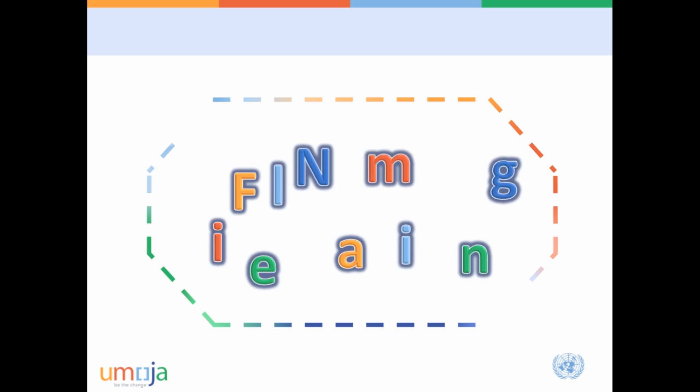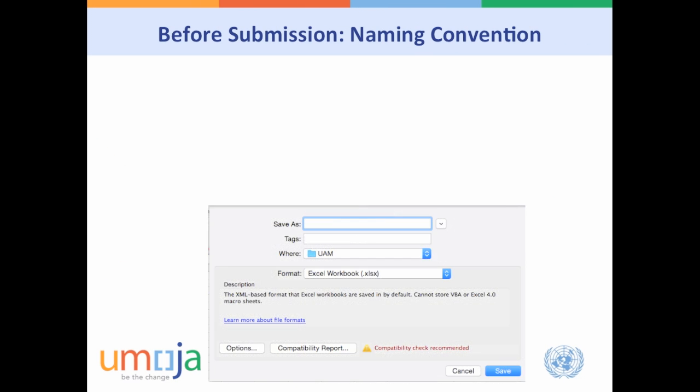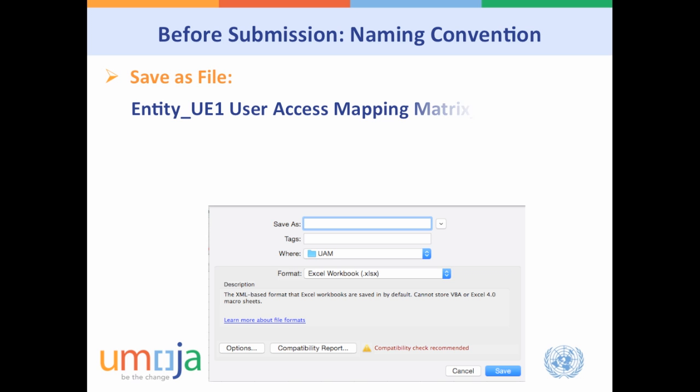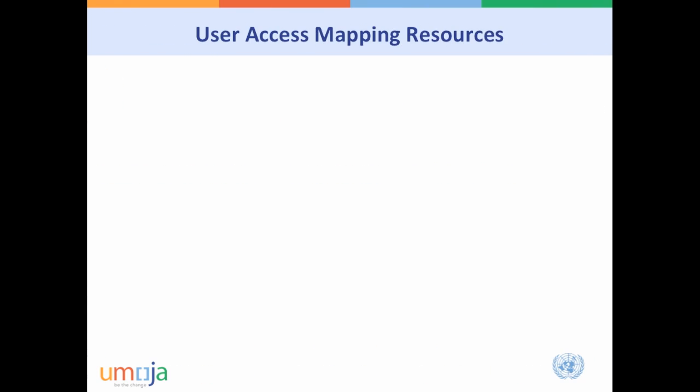Finally, please be aware of the naming convention of your mapping submission. The name of the file you submit needs to follow a certain format. Here, we have it show up on the screen, which is entity_UE1 user access mapping matrix_V, as in version, followed by year, month, and date.